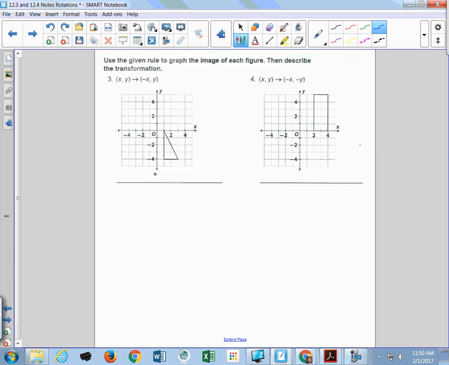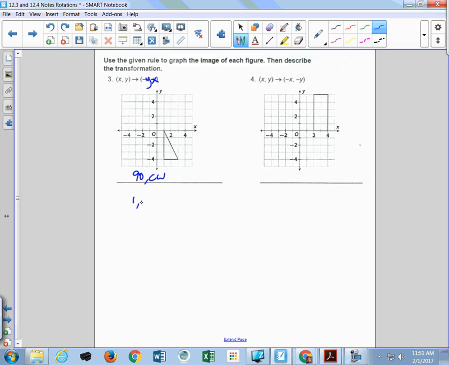All right, 3 looks like it wants us to draw this one. This says use the given rule to graph the image and then describe the transformation. So it's just a negative y comma x. So negative y, x. That means we're doing a 90-degree counterclockwise.